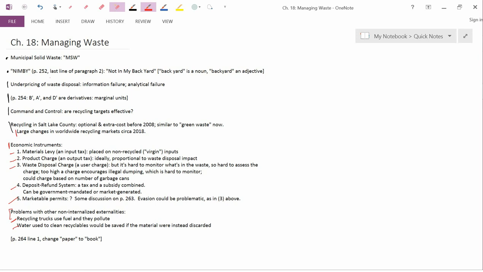Now, water is a scarce resource. Is it better environmentally or for the society to use the water to clean the can to be able to recycle it? Or to save the water, not clean the can, and just put the can in the garbage? Again, if we had perfect pricing on water and perfect pricing on municipal solid waste, we'd just look and see which one is cheaper. But in the absence of all externalities being internalized and optimal prices or taxes or the price of marketable permits, it's hard to know how to make this trade-off between saving water on the one hand and recycling the material on the other hand.